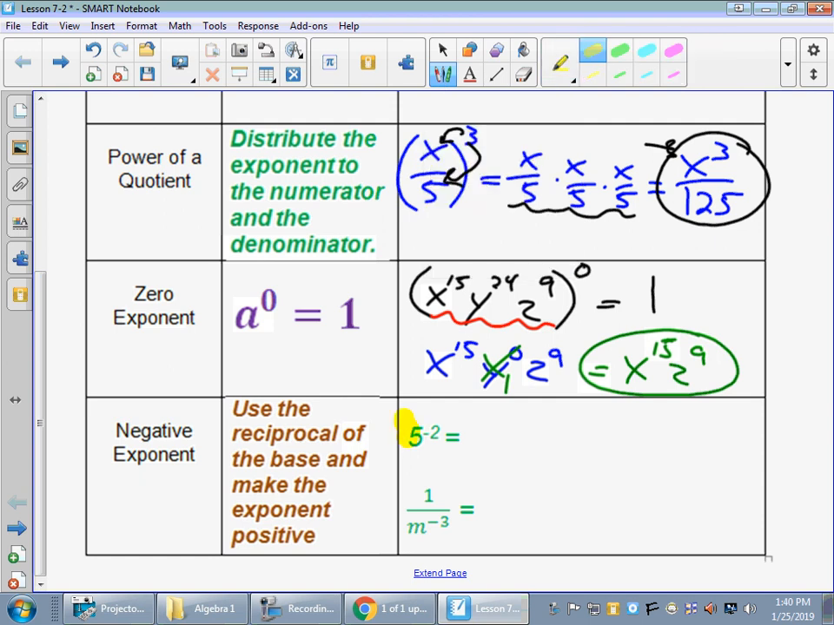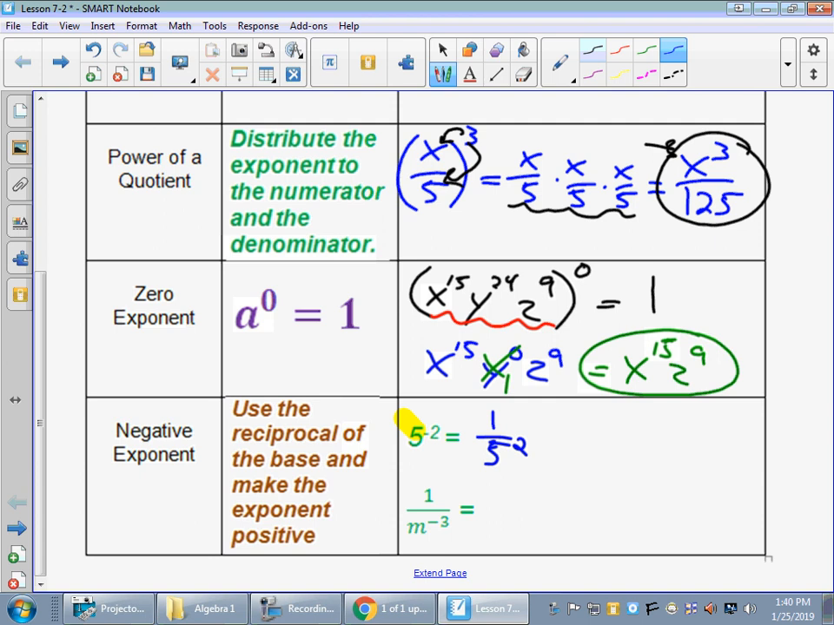say the base. What's the base here? The base is 5. So what's the reciprocal of 5? The reciprocal of 5 is 1/5. So I would take 1/5 and I'm going to make the exponent positive. So it's going to be 1 over 5 squared. Okay, and the exponent still stays with the base. So we make it a reciprocal, it makes it 1/5, but this 2 is going to stay with it. We're just going to make it positive.